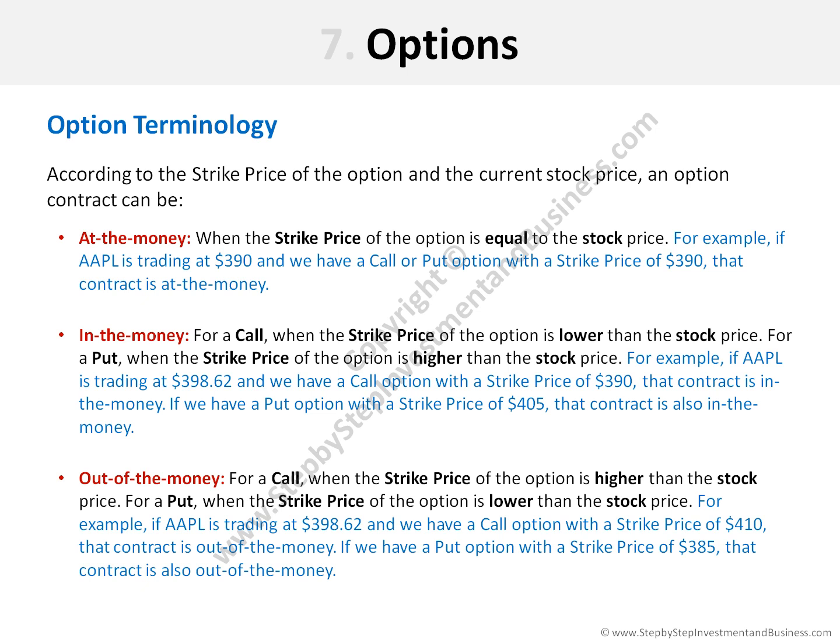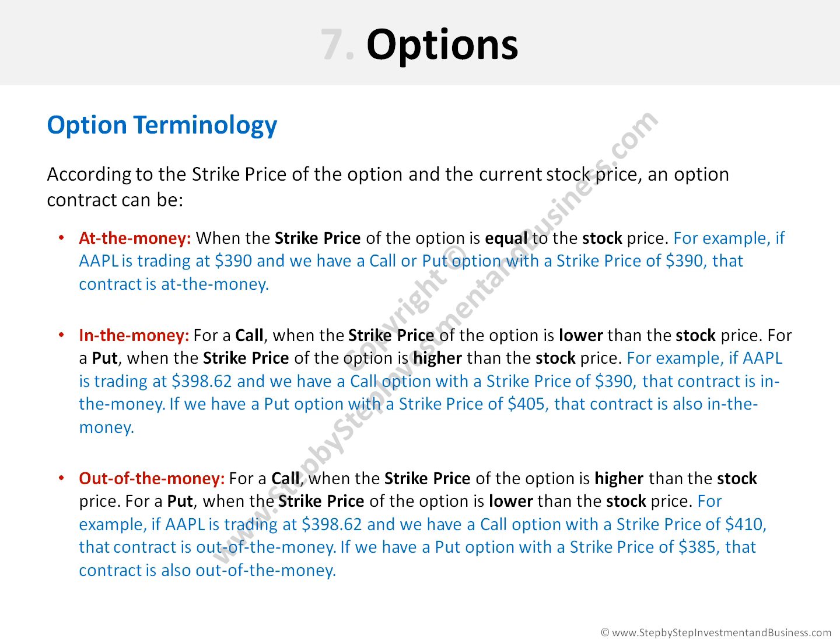Before we go any further, we will define three very important concepts. According to the strike price of the option and the current stock price, an option contract can be at the money, in the money, or out of the money. At the money, when the strike price of the option is equal to the stock price. For example, if Apple is trading at $390 and we have a call or put option with a strike price of $390, that contract is at the money.